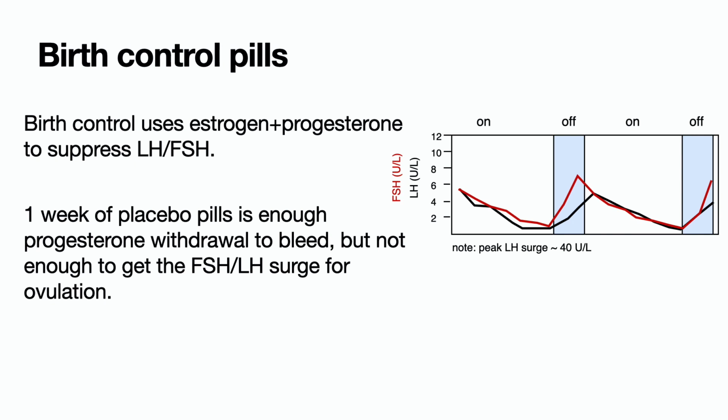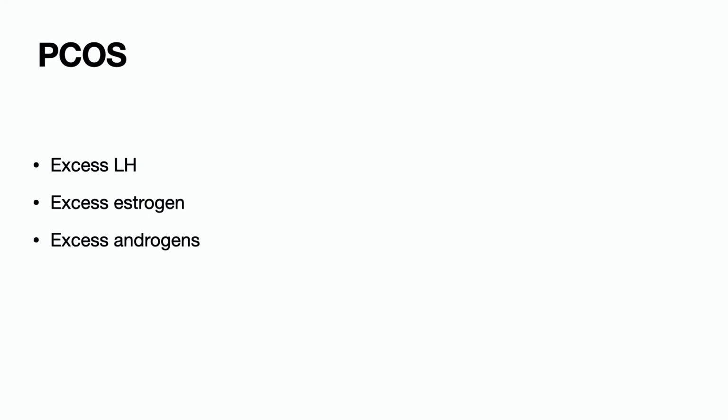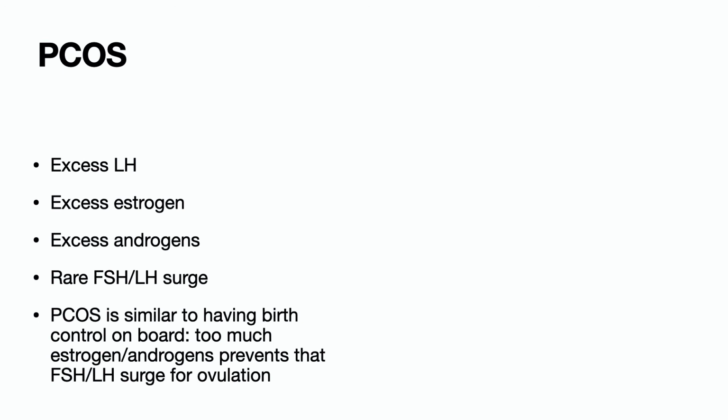Finally, let's quickly review what PCOS is. Now, there's a lot of components to the pathophysiology and treatment of PCOS, and I'm not going to cover it all here. But just to review the hormonal state that people are in when they have PCOS, they have excess luteinizing hormone. They have too much estrogen and androgens in their system. And this is actually kind of a similar state to being on birth control pills. The high levels of estrogen and androgens prevent an FSH-LH surge from happening.